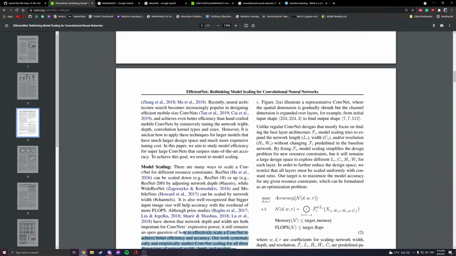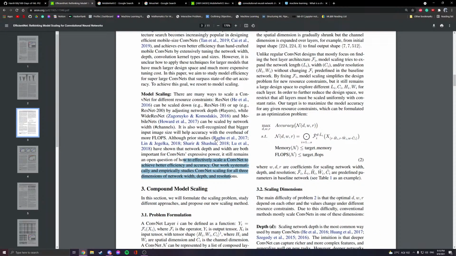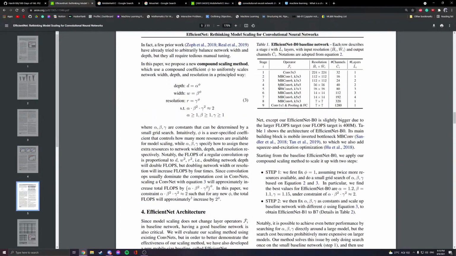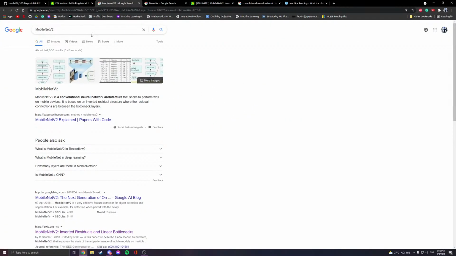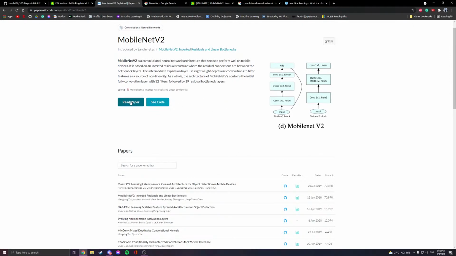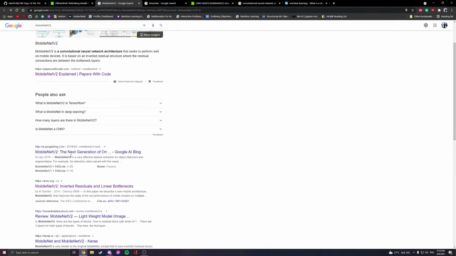Okay. Now still doesn't answer the MB-conv block that they're using here, which is in MobileNet. So let's check out MobileNet. Let's read the blog first.